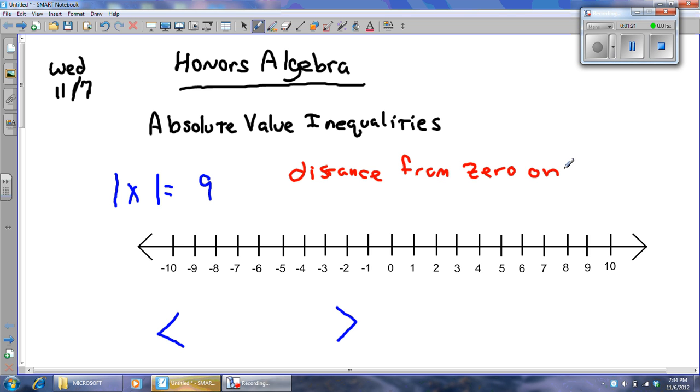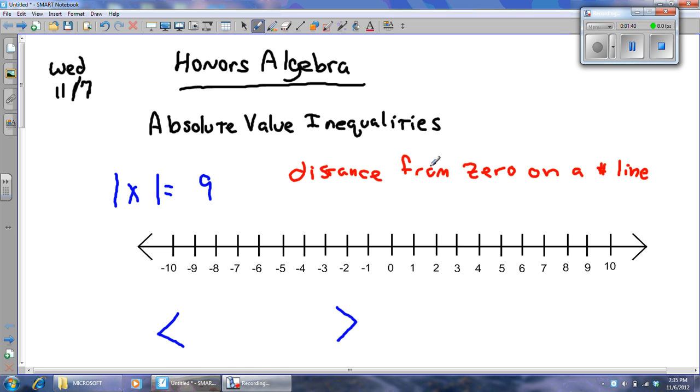These problems are not cake problems. They're not intuitive. Very few of you will be able to just figure them out by looking at them. I'd be surprised if anybody could with the true absolute value inequalities. Anyway, the definition of absolute value is the distance from 0 on a number line.